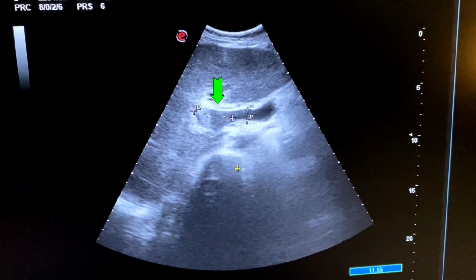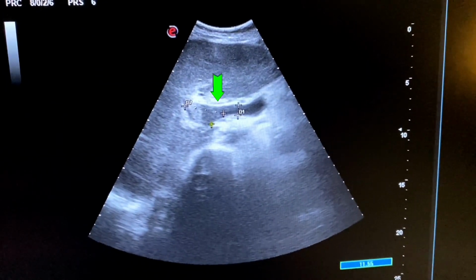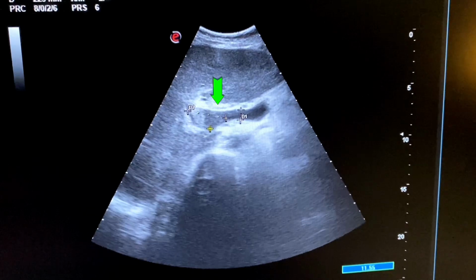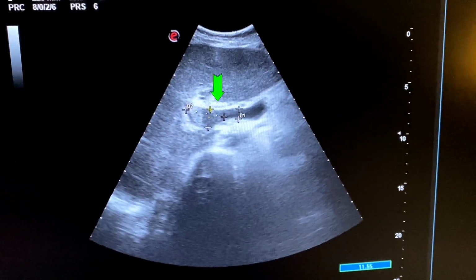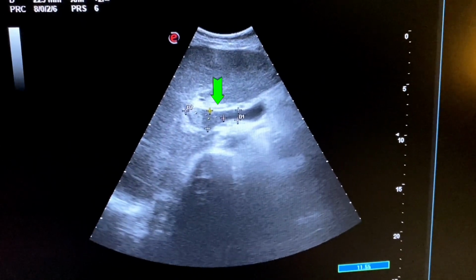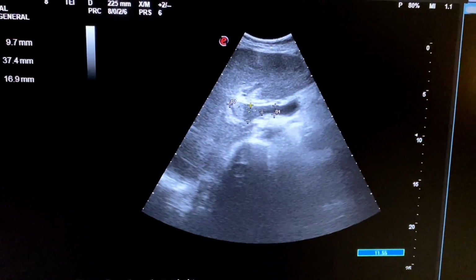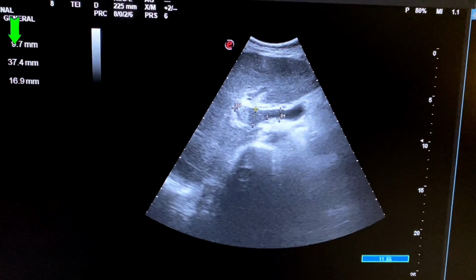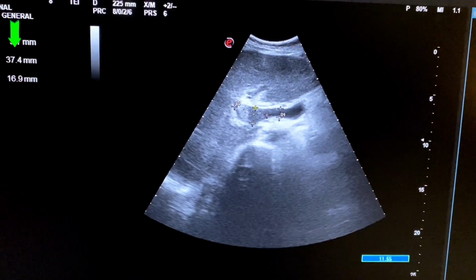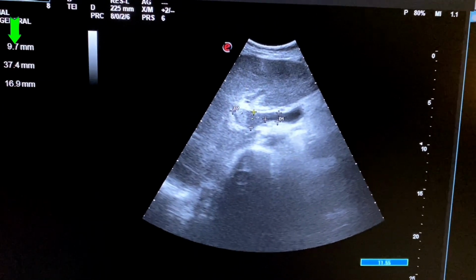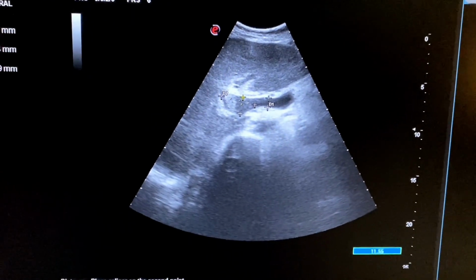Now we also measure the thrombosis. The size of the thrombosis is 37 by 16.9 millimeters.